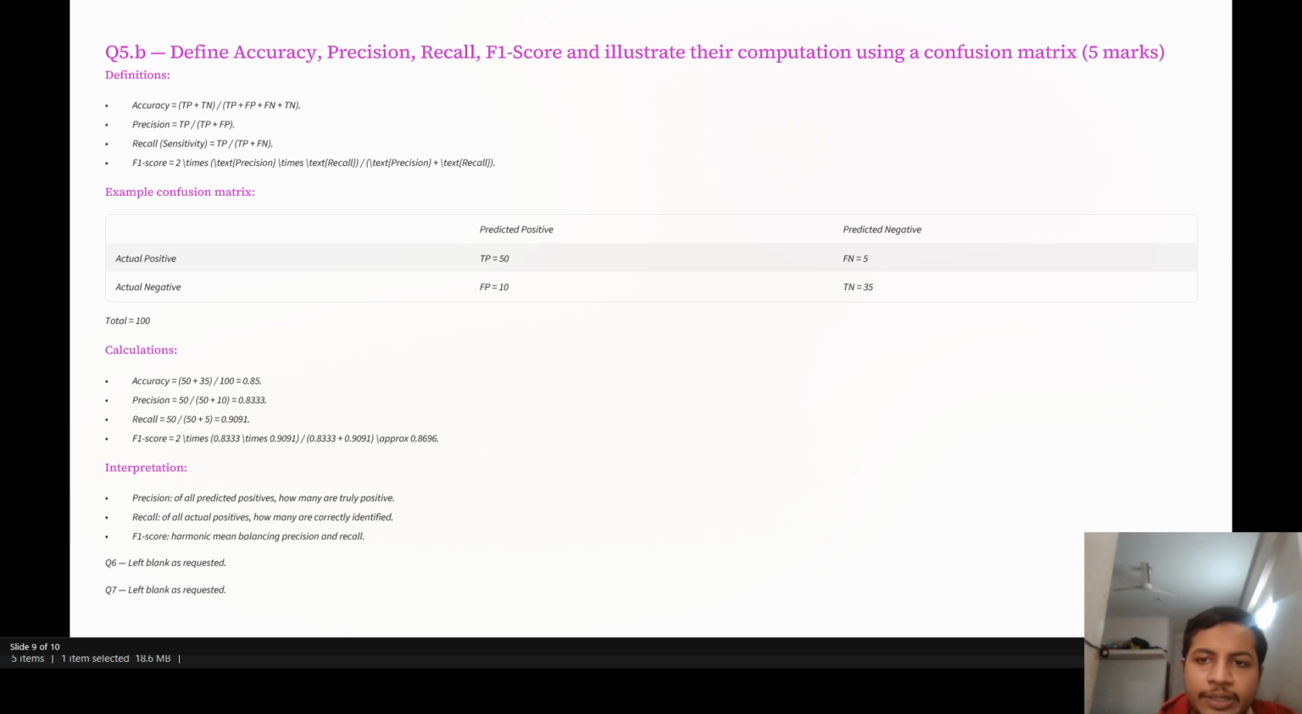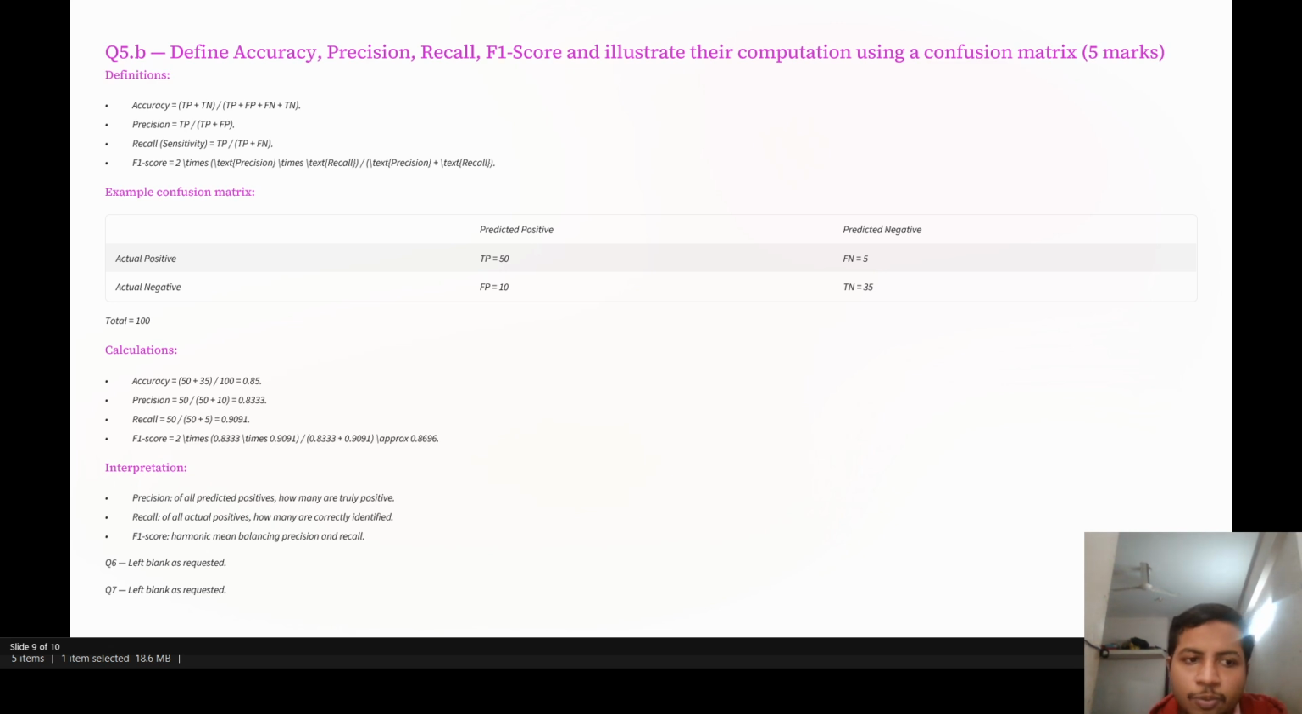Now we were given one confusion matrix in which column 1 is predicted positive and column 2 is predicted negative, and row 1 is actual positive and row 2 is actual negative. So the data is given. Now we calculate the accuracy.